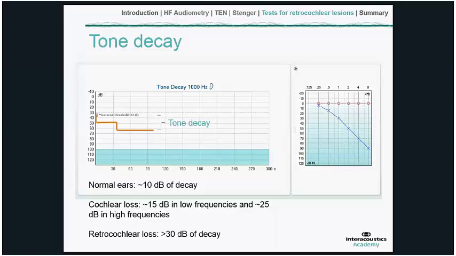Whereas with a retrocochlear loss, like the vestibular schwannoma that we were showing a moment ago, tone decay is excessive, so greater than 30 dB, and this is because of the features of the pathology that I mentioned: compression of the nerve, distortion, and reduced blood supply, meaning that sensitivity to the sound can't be maintained for a long time until the sound is sufficiently high intensity.